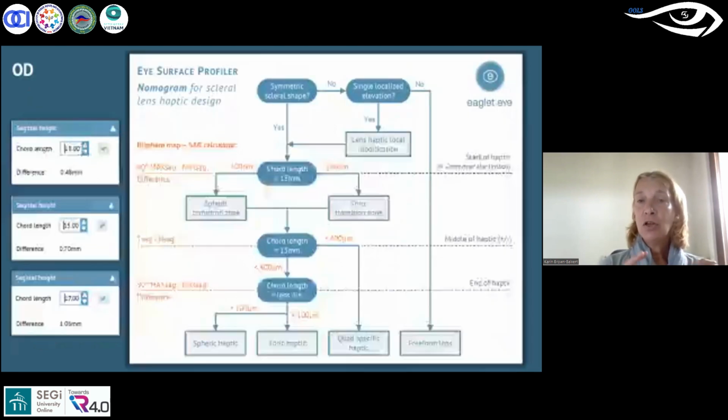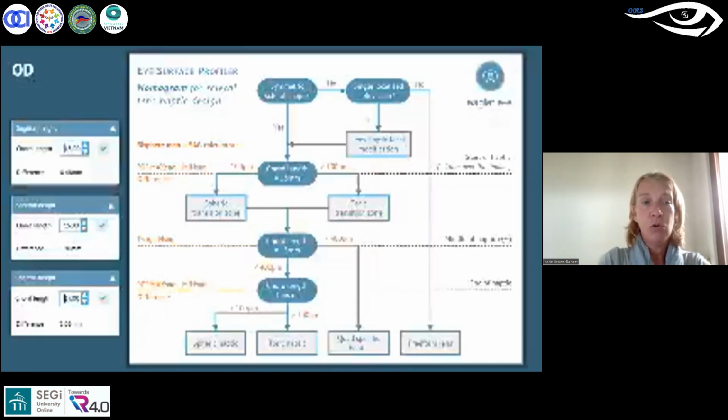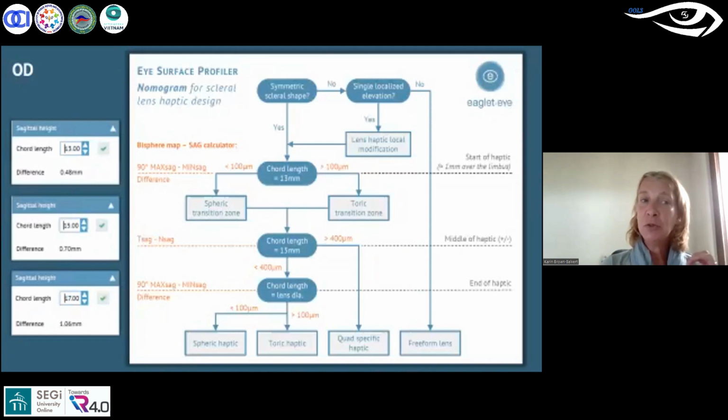So we've got a nomogram to help decide on what lenses to fit. It depends on which lenses you're fitting. Some of you might choose something like a toric haptic, or a quad-specific lens. In other cases, the algorithms will actually calculate everything for you. Here we're saying that if you're looking at a chord length of 13 millimeters and the difference between the min sag and the max sag is over 100 microns, you need something like a toric transition zone.